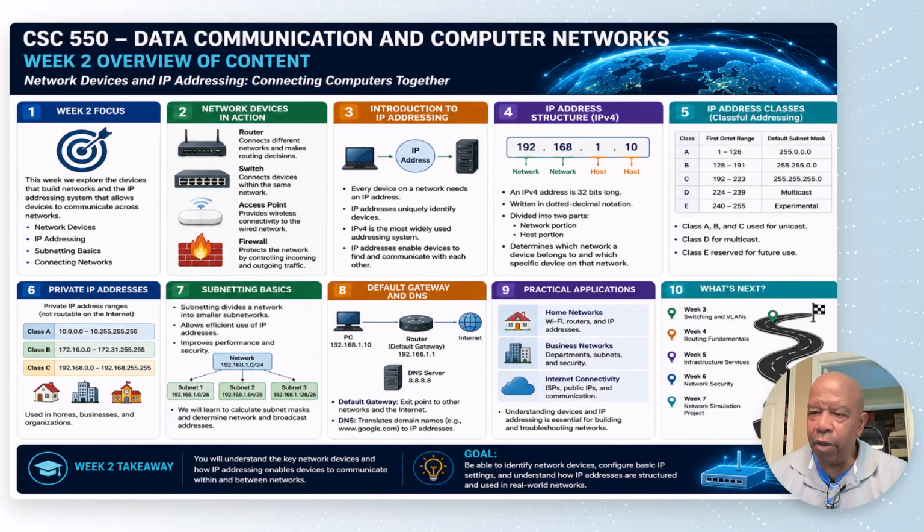Today we're going to delve into network devices, IP addressing, and connecting computers together. We talked about point A to point B, and about sender and receiver. This is basically asking, how can we uniquely identify these components that are part of communications? If you look at the diagram, these are the key things we're going to be covering today.